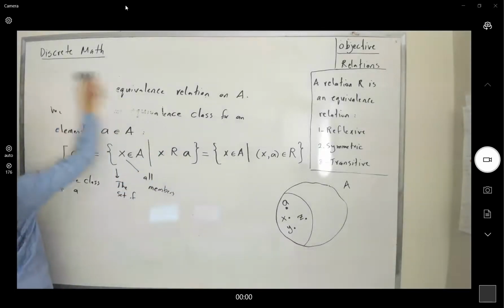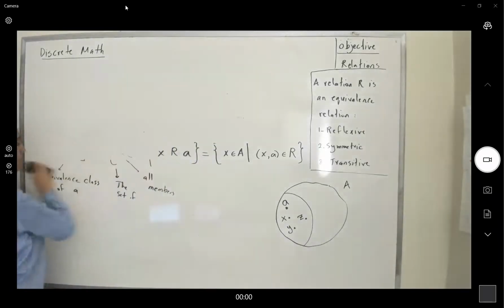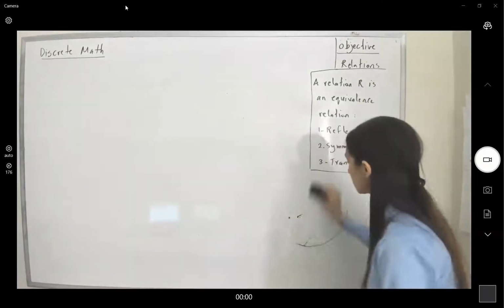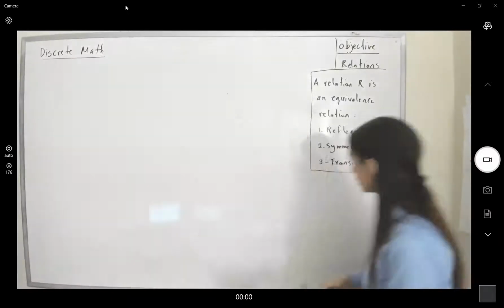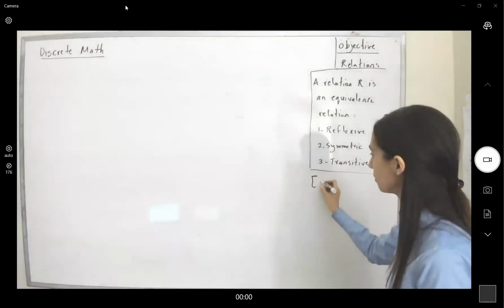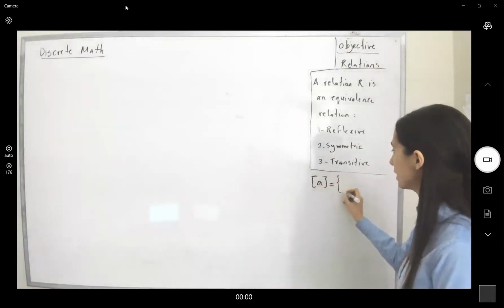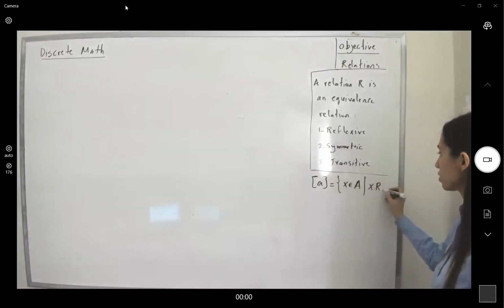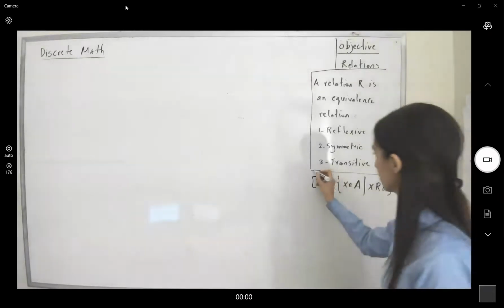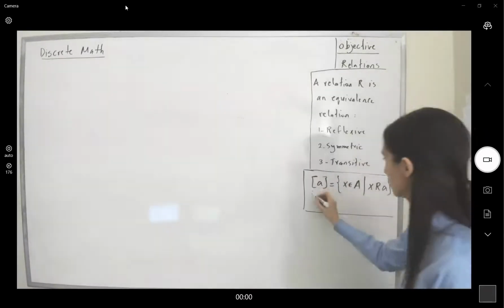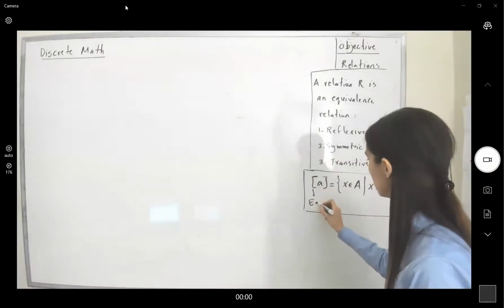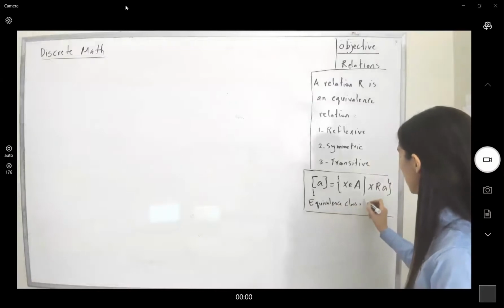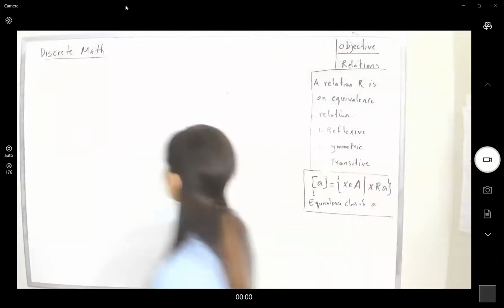Let's write down this definition on the right-hand side. So the equivalence class of a, element of A, is equal to the set of all elements x in set A such that x is in relation with a. This is the equivalence class of a.